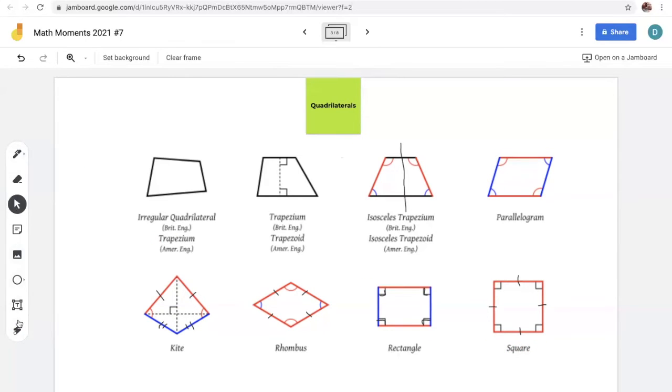And you'll notice back to the irregular quadrilateral that it doesn't have any of these qualities that we mentioned. There are no parallel sides. There are no equal angles, no lines of symmetry, no equal sides. Yeah, none of that. And that's why it is irregular.